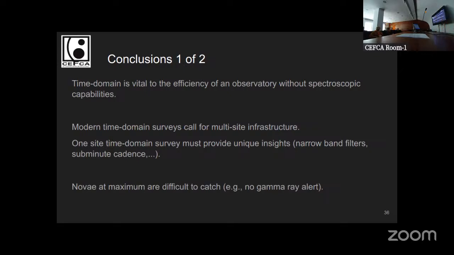To conclude, since I'm already half an hour over time: time domain astronomy, poor weather projects, hence time domain, is crucial for the efficiency of an observatory. Modern projects in time domain astrophysics beg for multi-site, unless you have something unique to offer, like sub-minute narrowband fields. Otherwise, it's bad business if you only have one site.